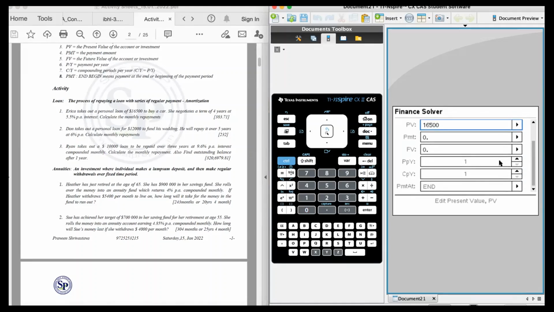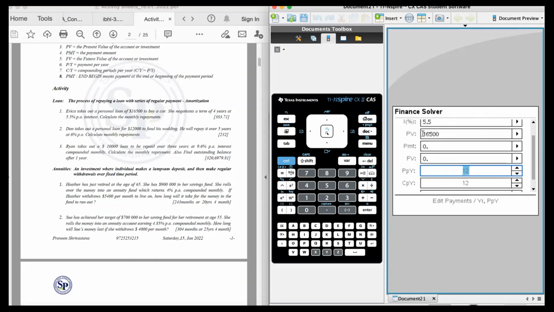And now we need to see here, because it is written in the question monthly, that is why we have to select 12 here. And this present value, we are supposed to take as negative. Now we want the value of PMT, so we just enter here. As you enter, you will be able to get the monthly repayments here. So the value would be 383.73.